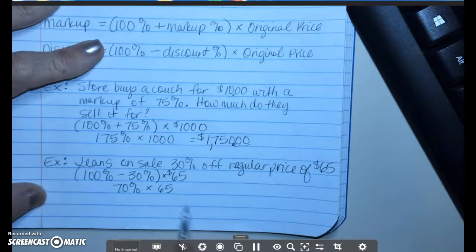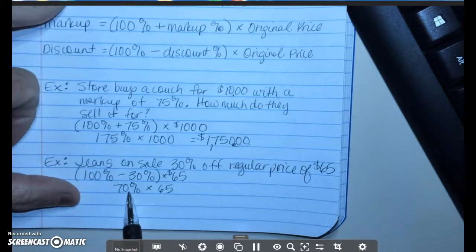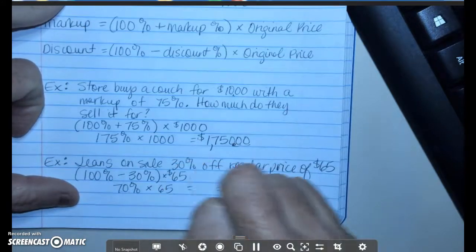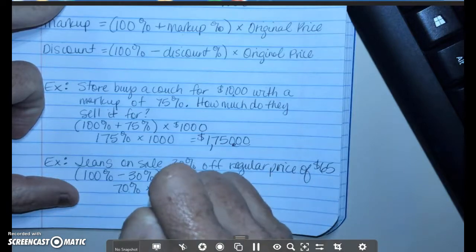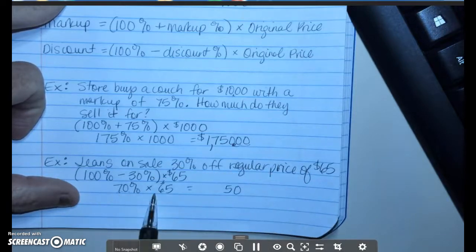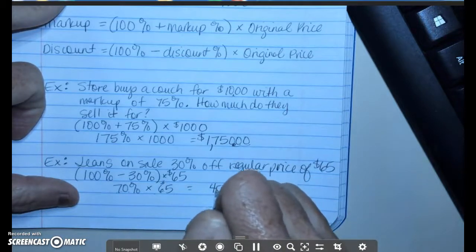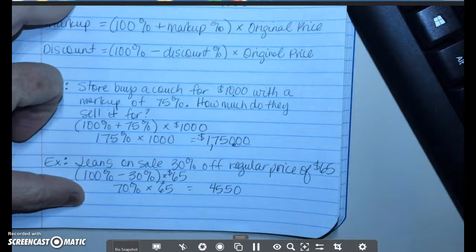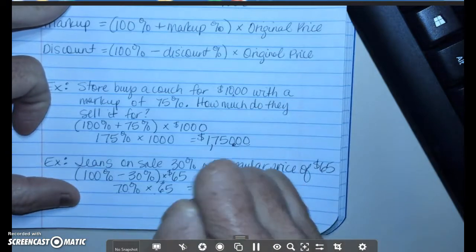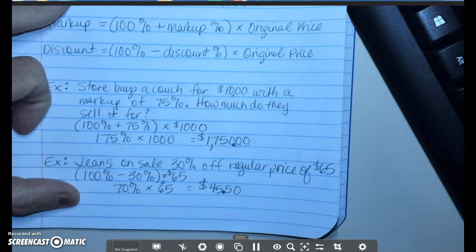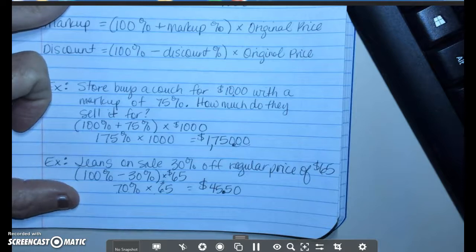So we can multiply that. So we know there's going to have a 0 in the end, right? So Courtney, what's 7 times 5? 35. Carry that little 3. What's 7 times 6? Plus 3. 45. How many places do I need to bring the decimal back? 2 places, which direction? To the left. 1, 2. So I get my $65 jeans for $45.50 before taxes.